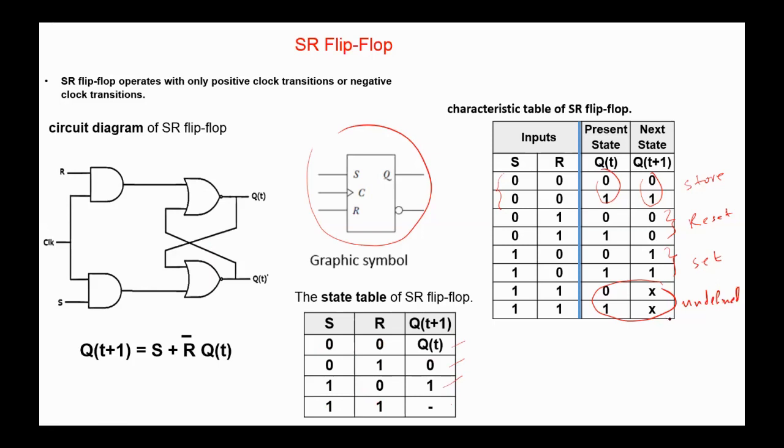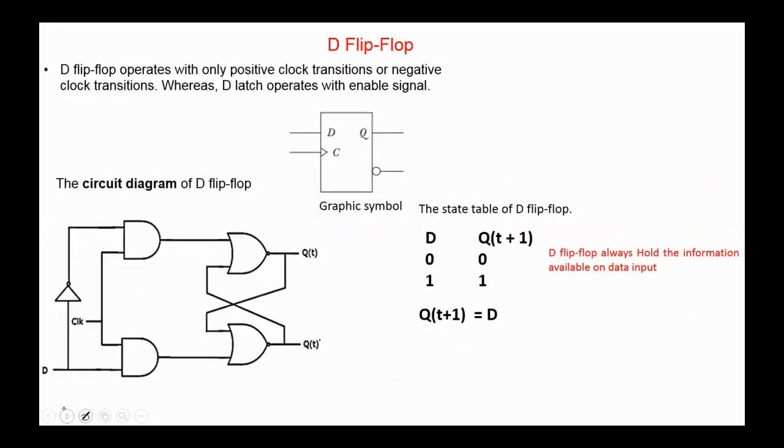From the characteristic table, we can obtain the characteristic equation for the SR flip-flop. Q of t plus 1 equals S or not R Q of t. Next, D flip-flops. This is the graphic symbol for the D flip-flop.